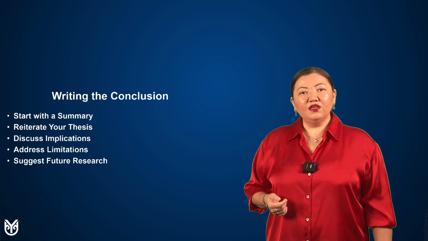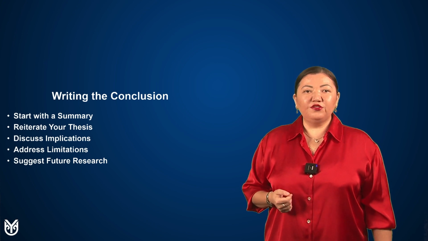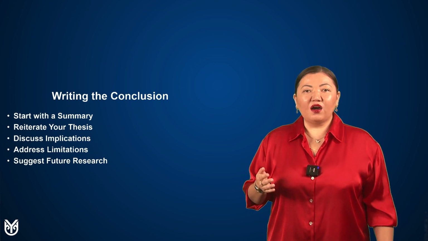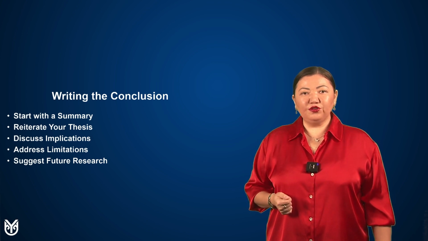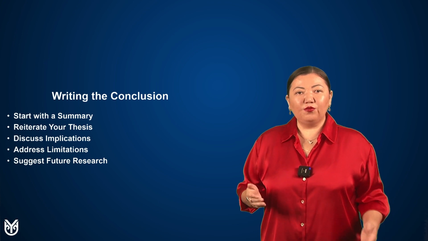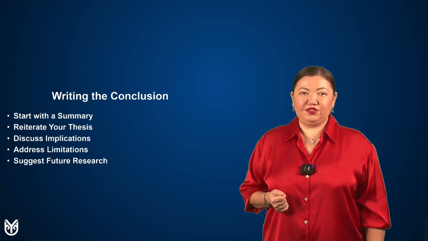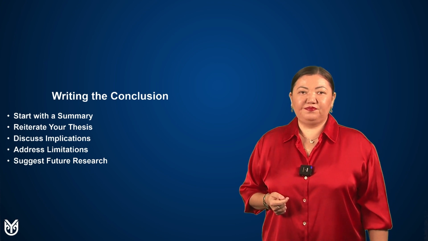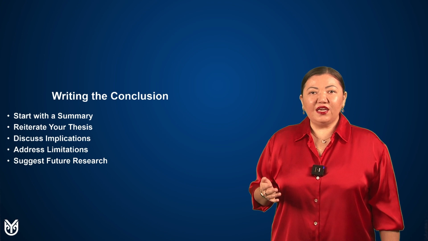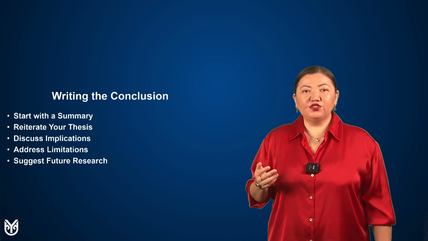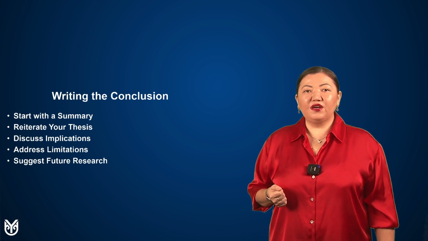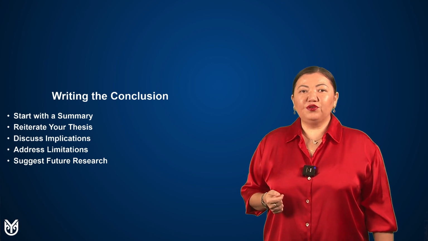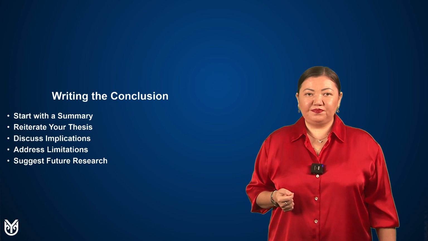Number 3. Discuss implications. Reflect on the implications of your findings. How do they contribute to the body of knowledge in your field? What are the practical implications? Number 4. Address limitations. Acknowledge any limitations or constraints that may have affected your study's results. This demonstrates your commitment to transparency.